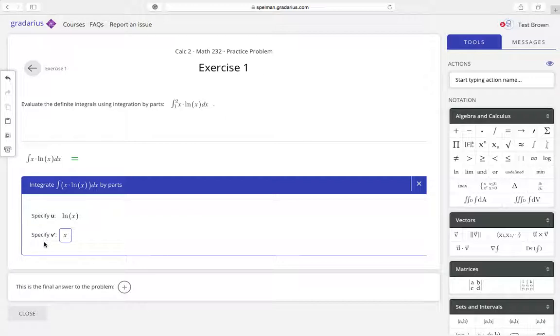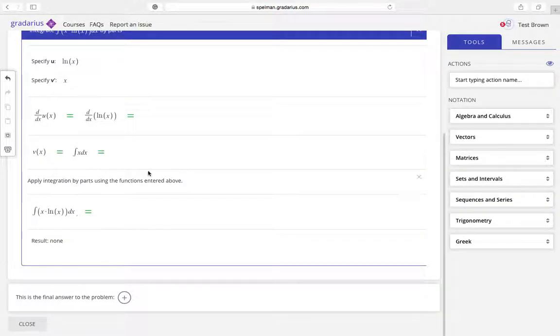Now, integration by parts, the way we do it in class, I like to do it with dV equals x times dx, but this is how Gradarius does it. So maybe for the future, we can give them that as a suggestion. Okay? Press enter or click out. Let's press enter. And it actually sets up.